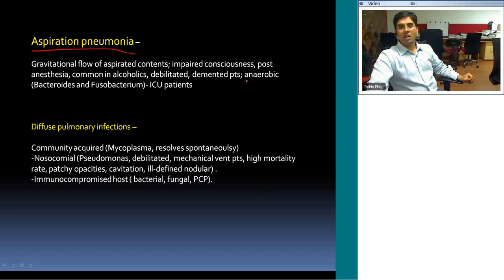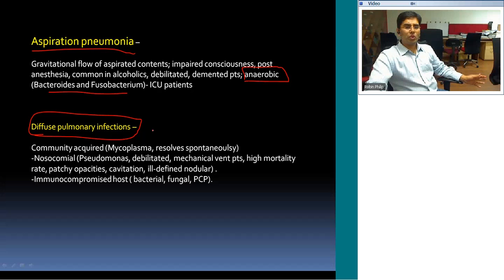And this usually you'll have this anaerobic infection setting in there. And then some of the commonly diffuse pulmonary infections. So you see this diffuse opacity in both lungs. So we can think of community acquired pneumonias or nosocomial if the patient is hospital based, or immunocompromised host in case of HIV and all. PCP will have a diffuse pattern. So when you see a diffuse pattern, think of these conditions.